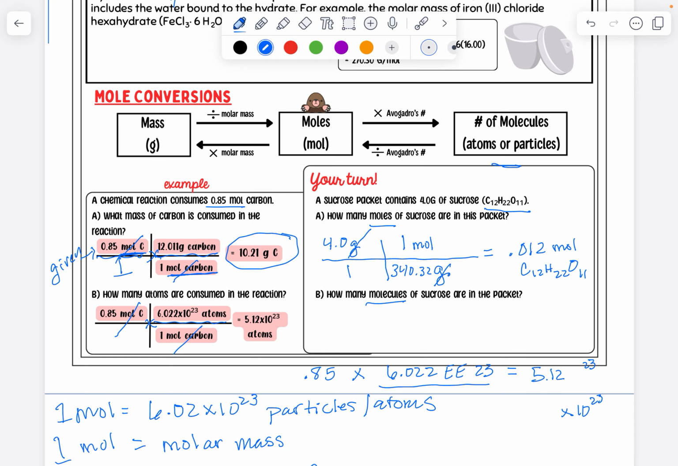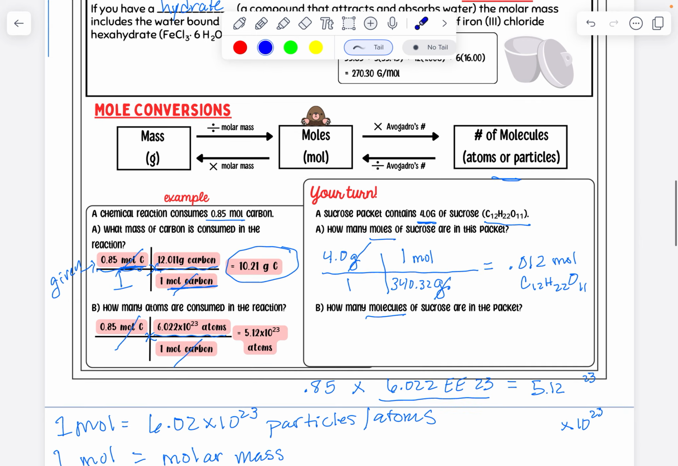Now, why did I round to 0.012? Well, that's my significant figures. I was given 4.0 grams, so that's 2 significant figures when you go back to your review of significant figures. And remember that leading zeros are not significant, but anything after is. So I rounded to 0.012, which is 2 significant figures. Okay. So molecules, how many molecules are sucrose in the packet?